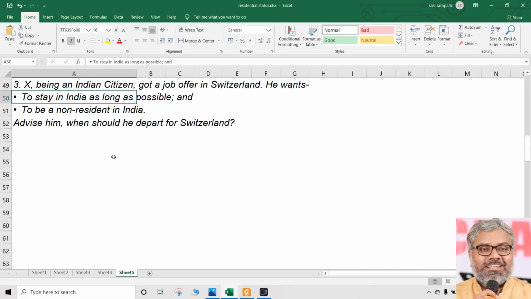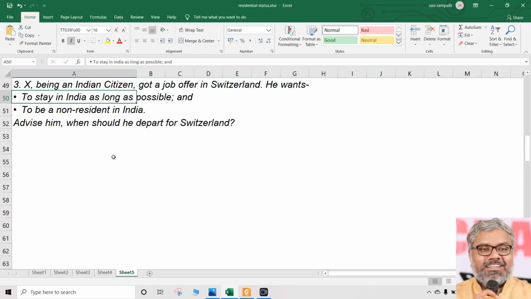What is the question? X, being an Indian citizen, got a job offer in Switzerland. First of all, he is an Indian citizen, that we should know. And he got an offer in Switzerland, whichever country, that is not important. He got an employment opportunity outside India. And he wants to stay in India as long as possible. And he still wants to be a non-resident in India. That is the question. Means what? He wants to stay in India as long as possible, and he wants to be still called as a non-resident in India.